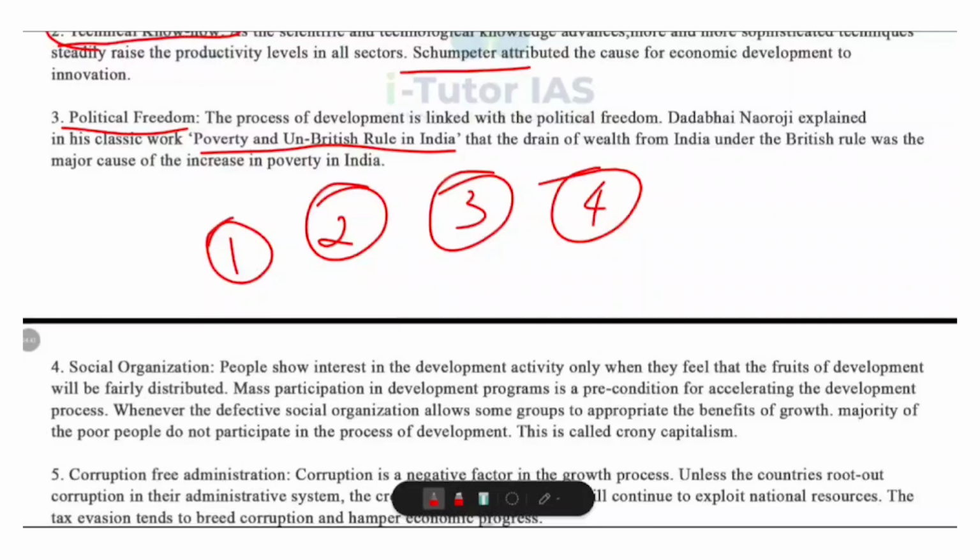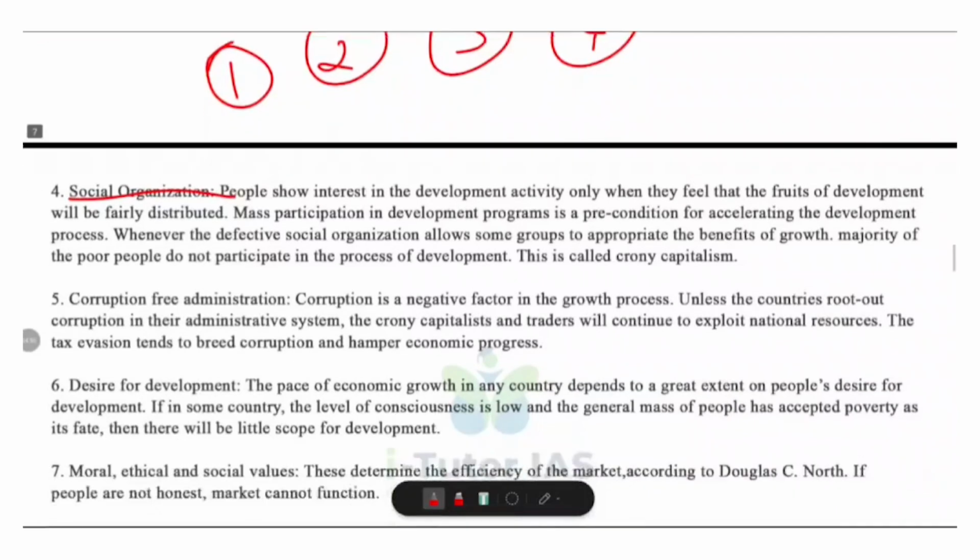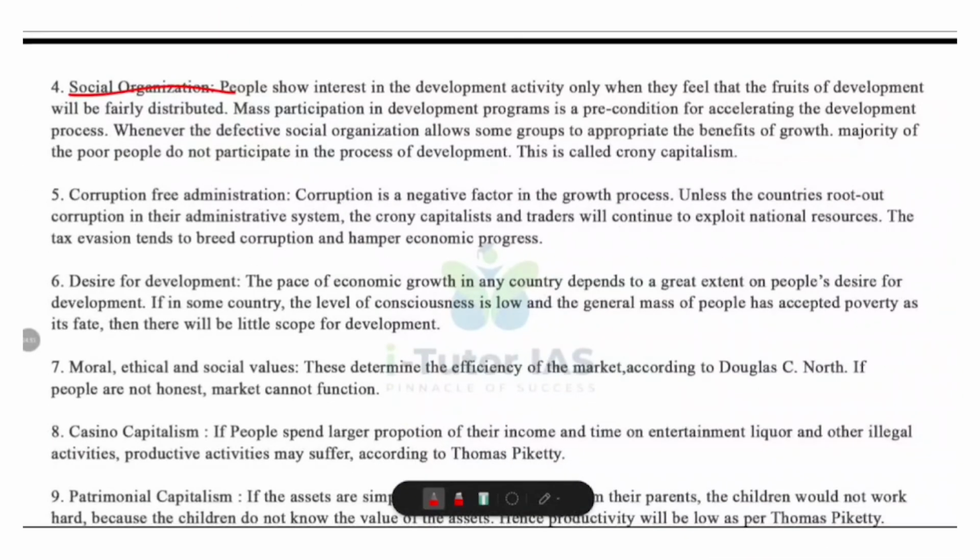Okay. Then fourth one, social organization. Development doesn't happen in isolation. People participate in developmental activities only when they trust that the benefits will be shared fairly. If society feels that only a small group will corner all the gains, then mass participation becomes weak. And this is where the idea of crony capitalism comes in.